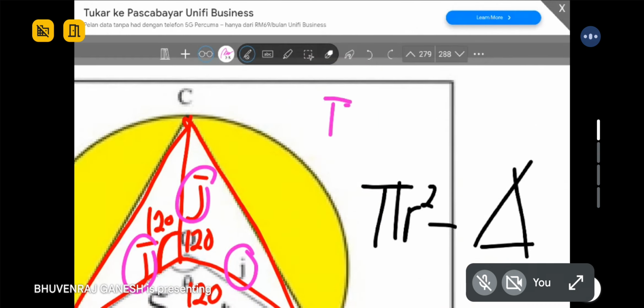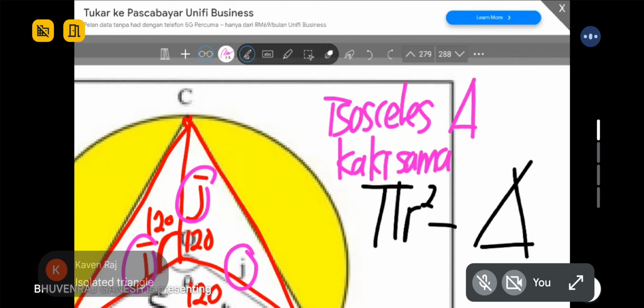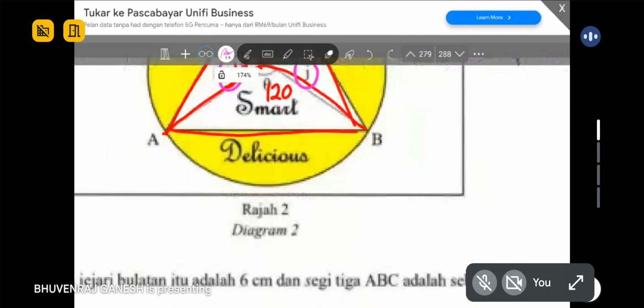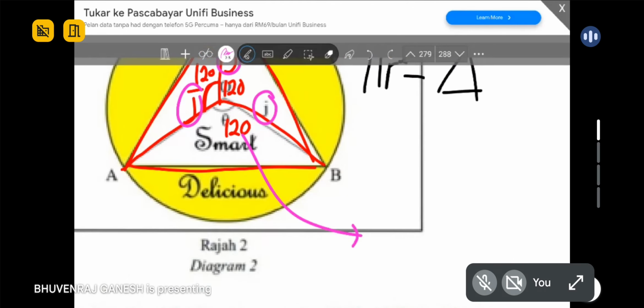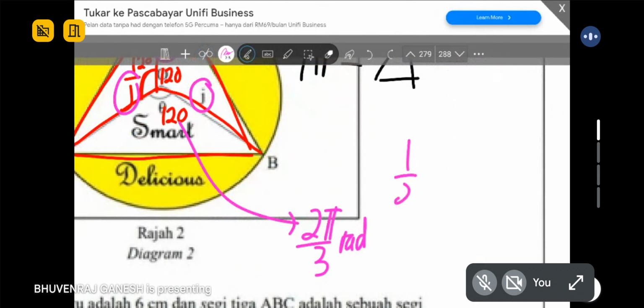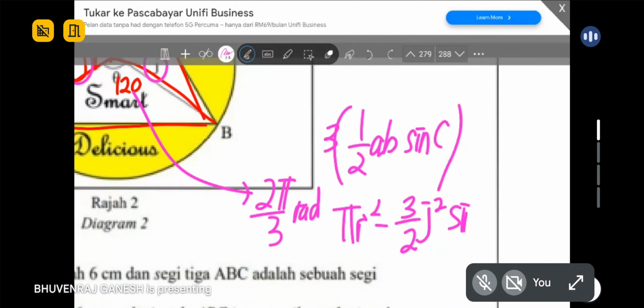Understand? It's an isosceles triangle. Do you guys still remember? Isosceles. Segitiga kaki sama. Isosceles triangle, guys. Remember. Okay? So that's why I take 360 divide 3. One shot. Okay? So 120 is actually 2 pi over 3 radian. Am I right? 2 pi over 3 radian. Okay? So you can use half ab sine C. Correct? And then times 3. Kali 3 because 3 triangle. Okay, so the answer is pi r square minus 3 over 2 r square sine 120.